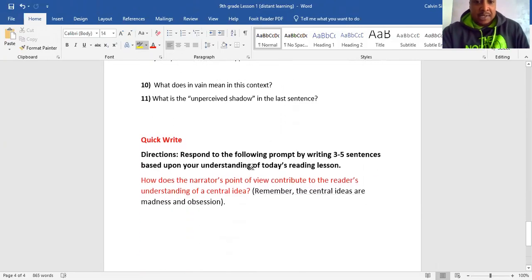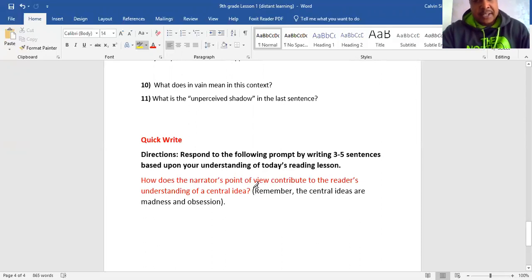And then last but not least, guys, you have a quick write right at the end, okay? For the purpose of you working from home, I have lowered the number of sentences for the quick write. Remember, normally I would require you to do no less than 5 sentences, but for the purpose of you working from home, I've asked that you guys only do 3 to 5 sentences. Please give me your best 3 to 5 sentences based on what you've learned from your understanding of today's lesson, okay? And so here's what the question is. How does the narrator's point of view contribute to the reader's understanding of a central idea, okay?